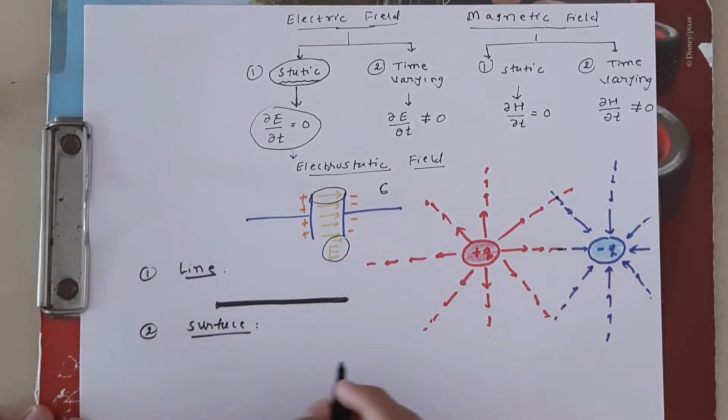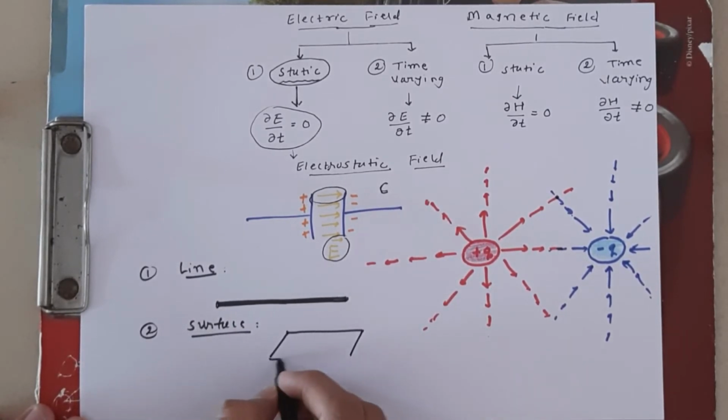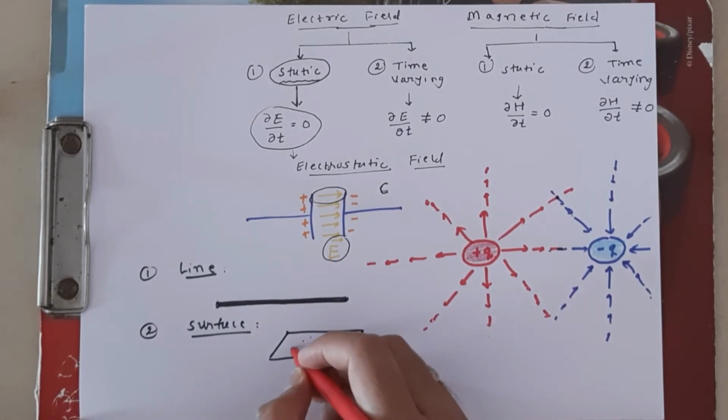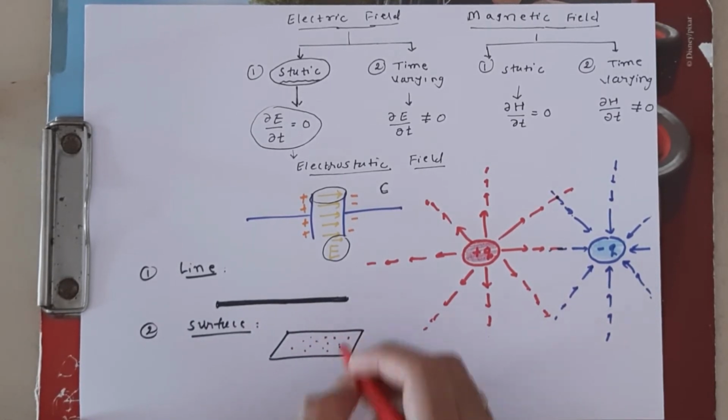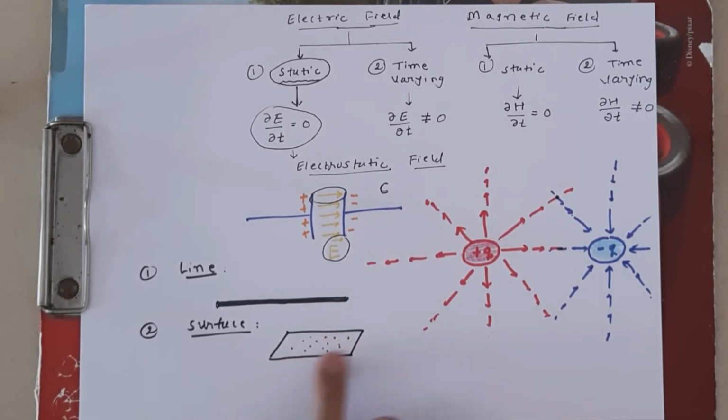Similarly, if I consider a plane or surface, suppose this is a simple surface, a simple plane. In the same way, there are lots of, or infinite, charges present on the surface, and all the charges are fixed charges. All those charges generate an electric flux.